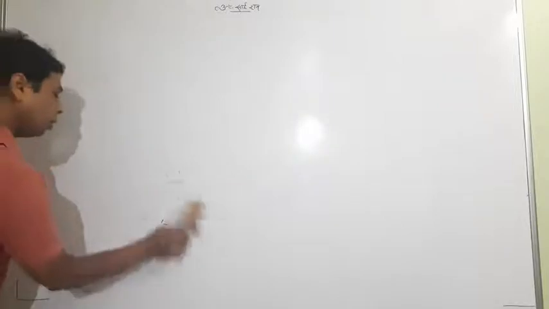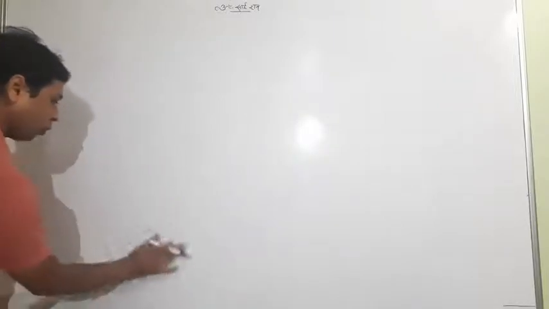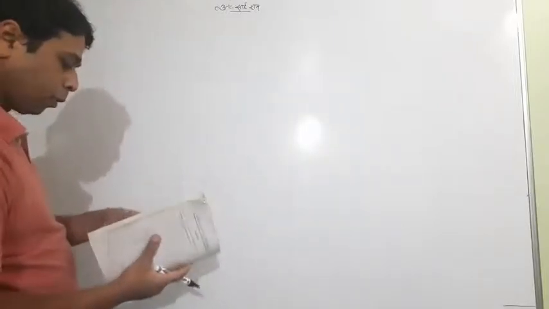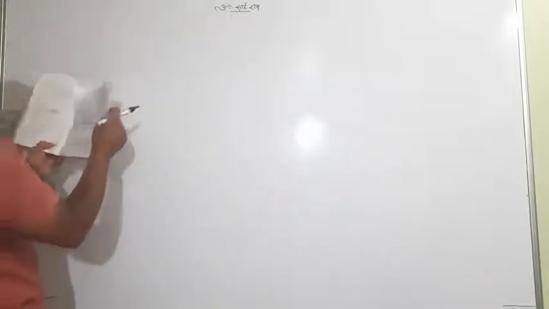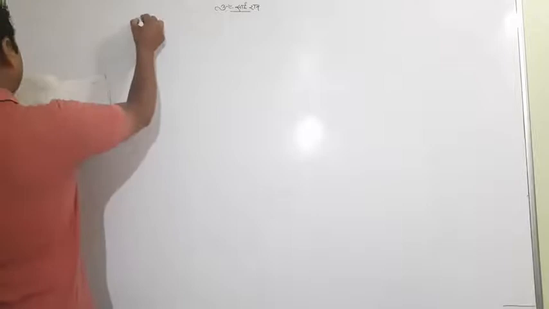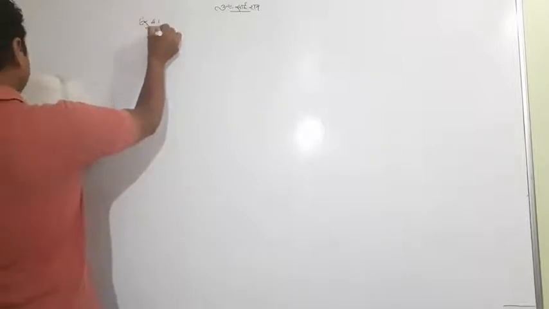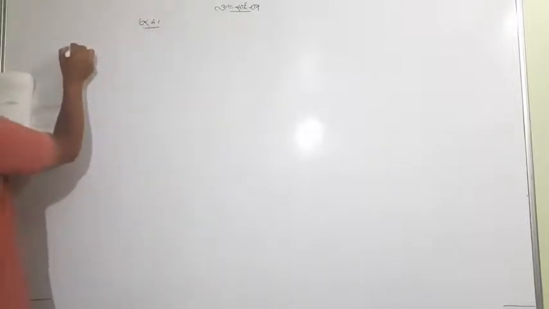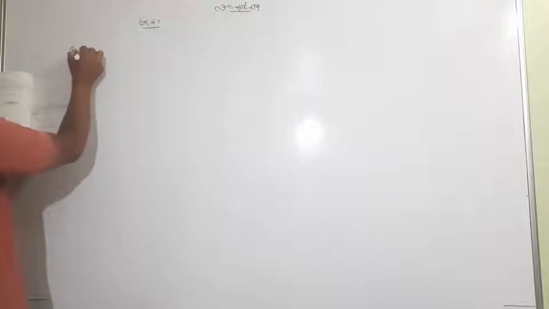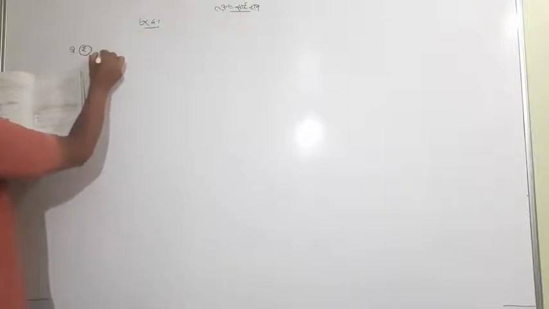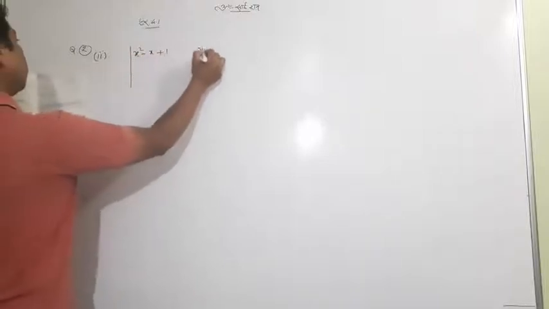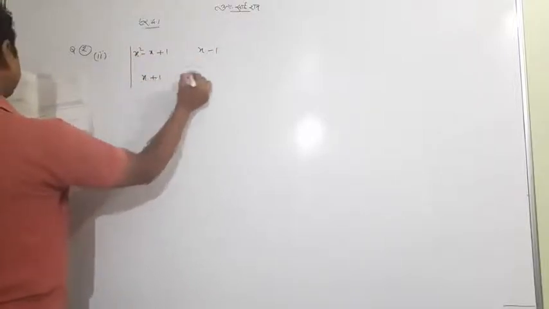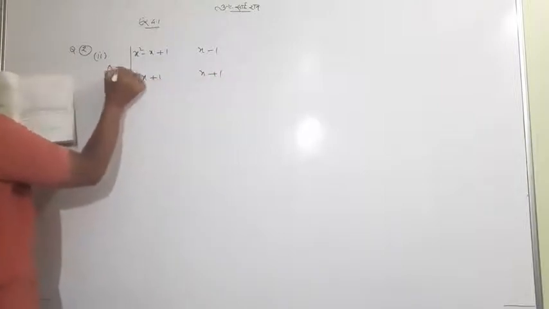Now let me put some more questions from your book. From the book, we have a question in exercise 4.1. So easy questions all are. Still 4.1, I have question number 2. The question says: determinant with first row x square minus x plus 1, x minus 1; second row x plus 1, x plus 1. Find the value of the determinant.